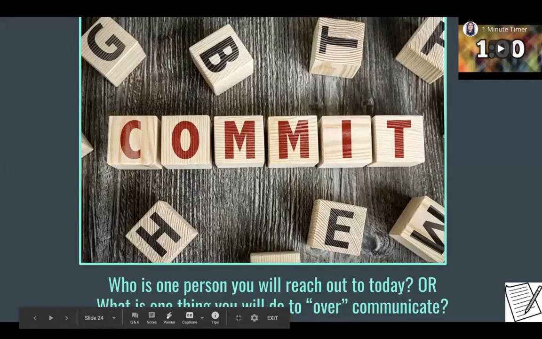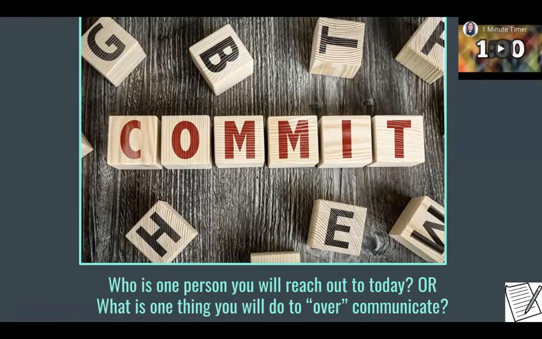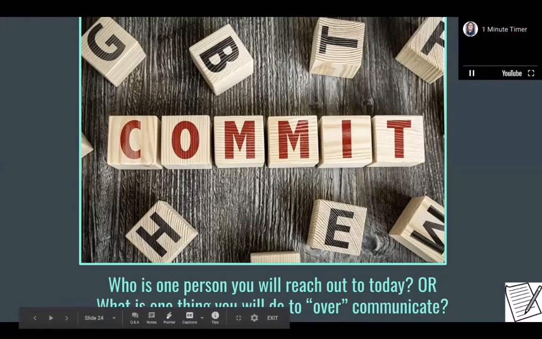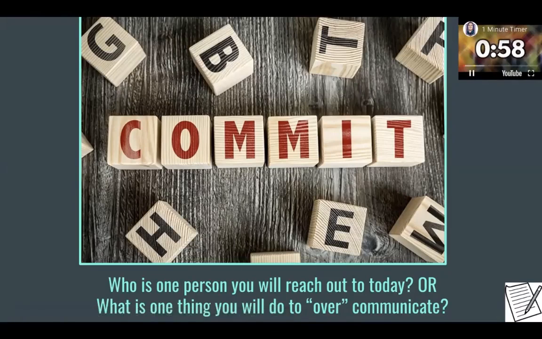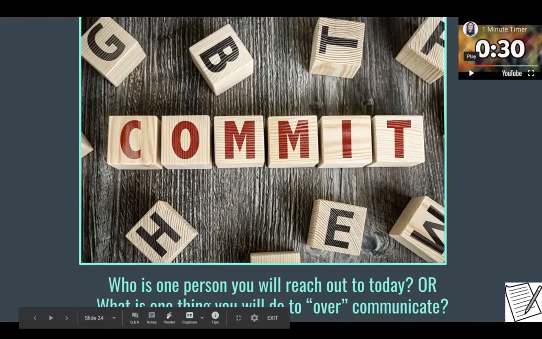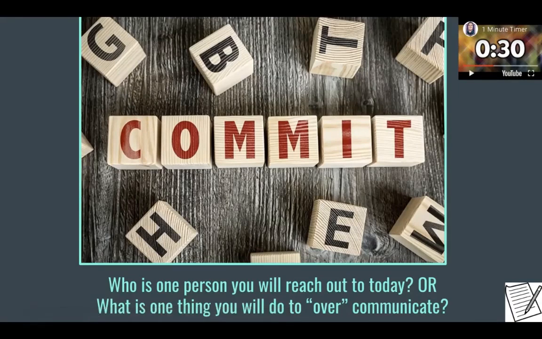So let's do a commitment again. We're not going to do the whole minute this time, but go ahead and write down either who is one person that you'll reach out to or one thing that you will do to over communicate. So I'm going to start the timer. We'll just do 30 seconds this time. One person you'll reach out to or one way that you will over communicate. All right, awesome. So now you have 3 commitments.